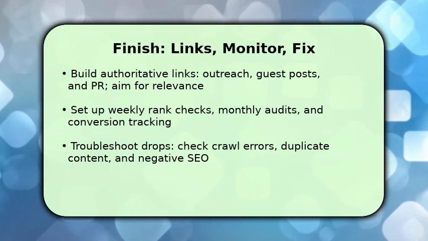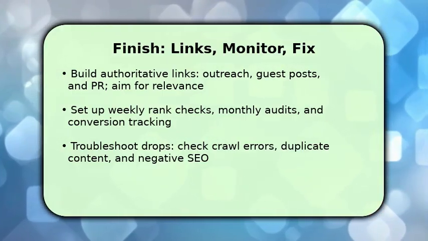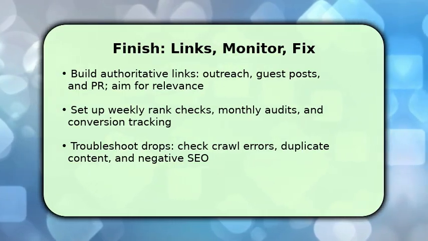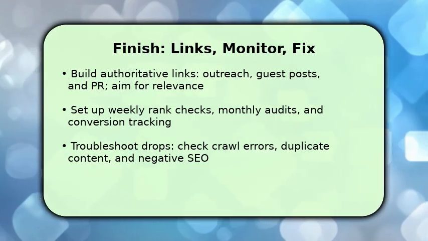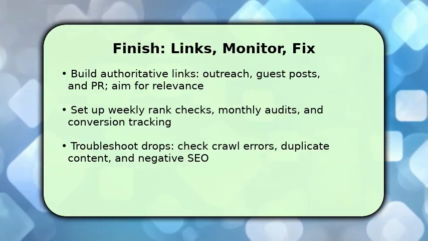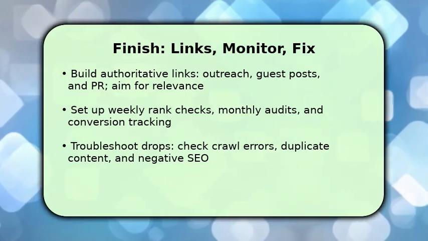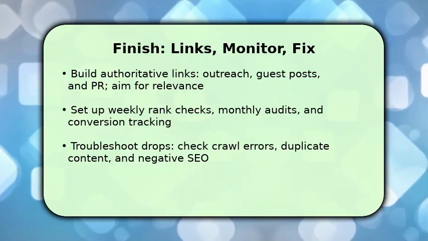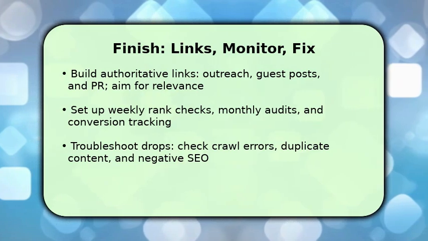You finish by amplifying signals and establishing a feedback loop. Start targeted link building. Reach out for relevant mentions, guest posts, and digital PR to increase authority. Then set automated rank tracking and monthly technical audits so you can measure progress against your goals. Make sure to review conversions, not just rankings, so you optimize for business value. If rankings drop, check crawl logs, canonical and duplicate content issues, and recent manual actions. Addressing those quickly usually restores performance and prevents long losses.